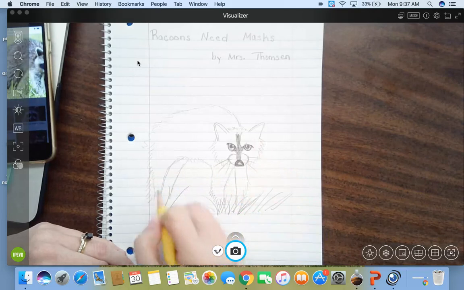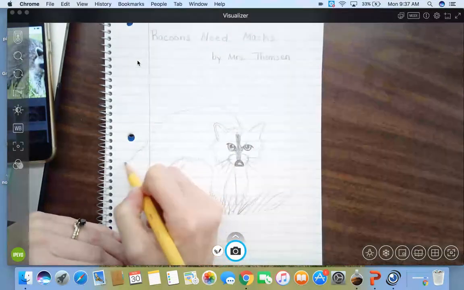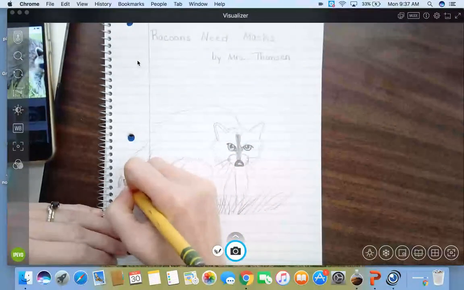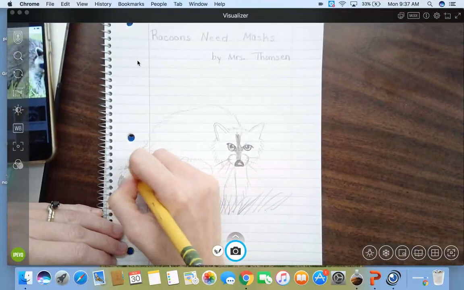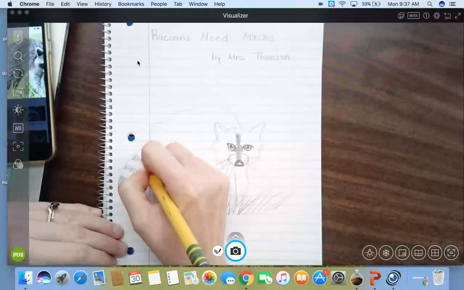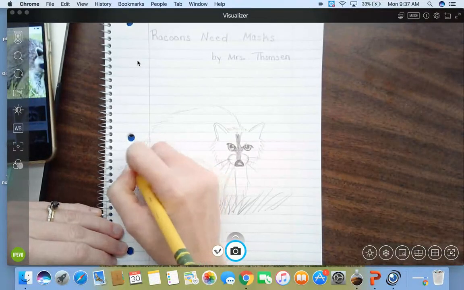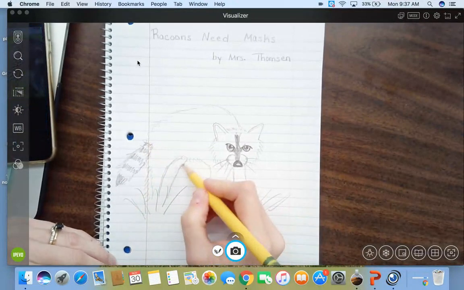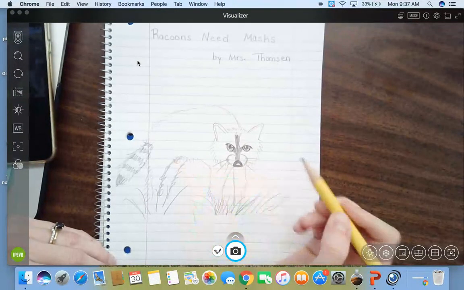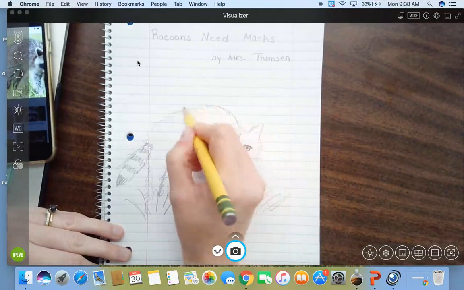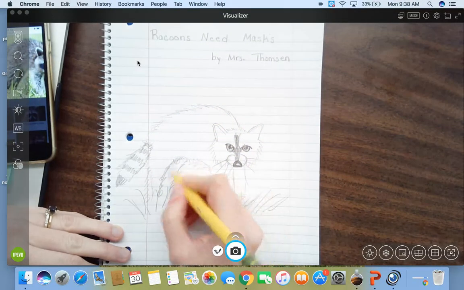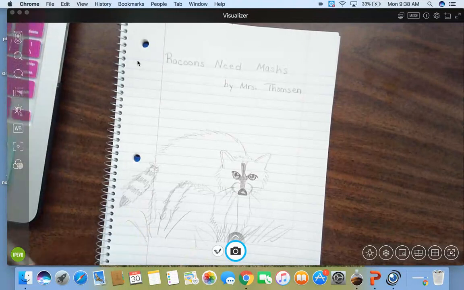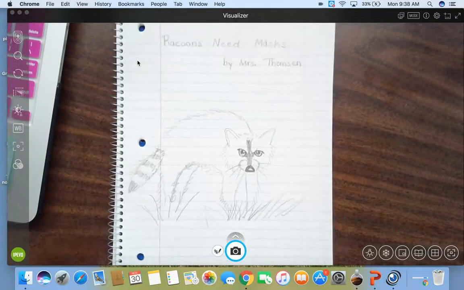Okay. More grass for our fuzzy little raccoon friend. Give him his little tail. Now we are going to put stripes on his tail. There. There's a little raccoon. Sort of. I'm going to make him a little fuzzy. A little bit furry. Okay, so there is our raccoon. Raccoons need masks. I drew a good picture of him.